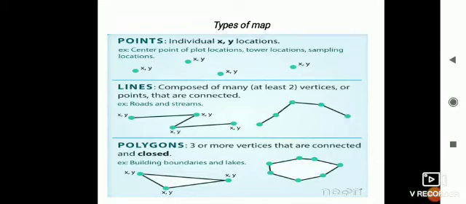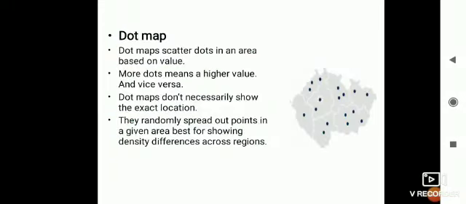And lines are composed of many vertices, at least two vertices or points that are interconnected, which is used to represent roads and streams. And polygons mean three or more vertices that are connected and closed. It is used for representing building boundaries and lakes.